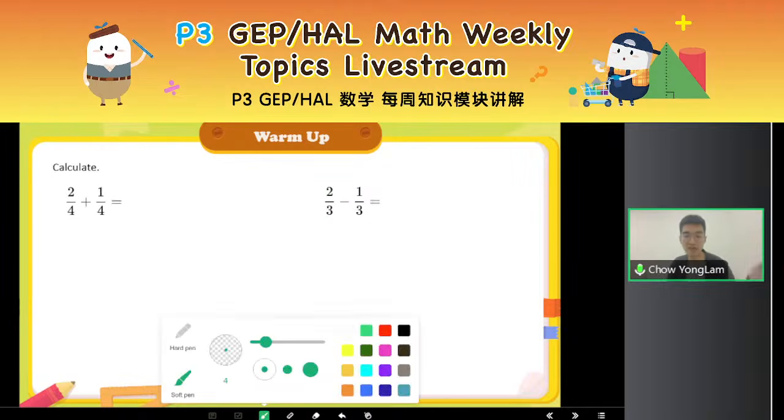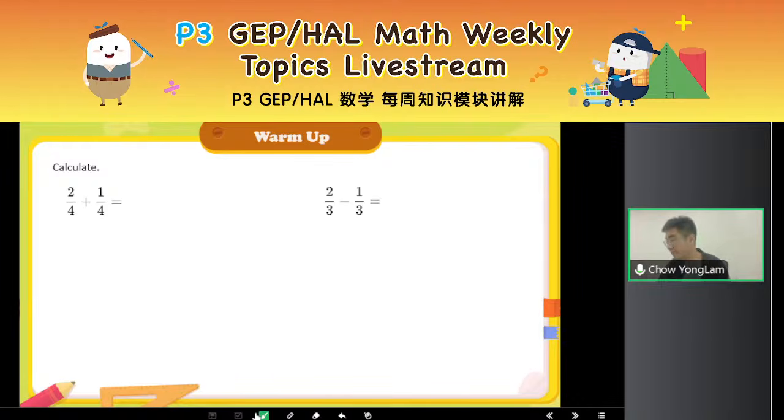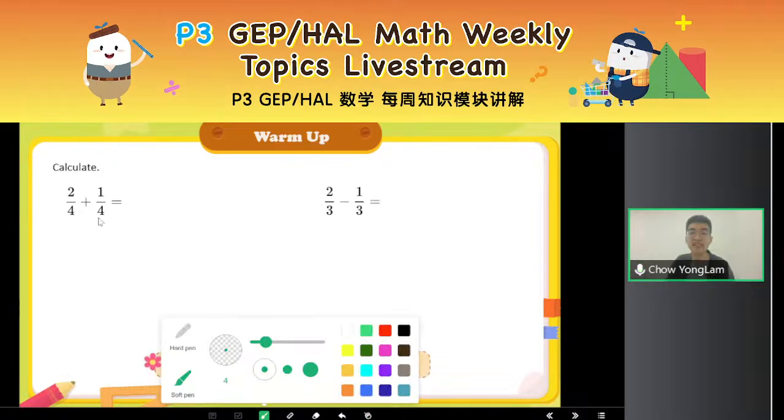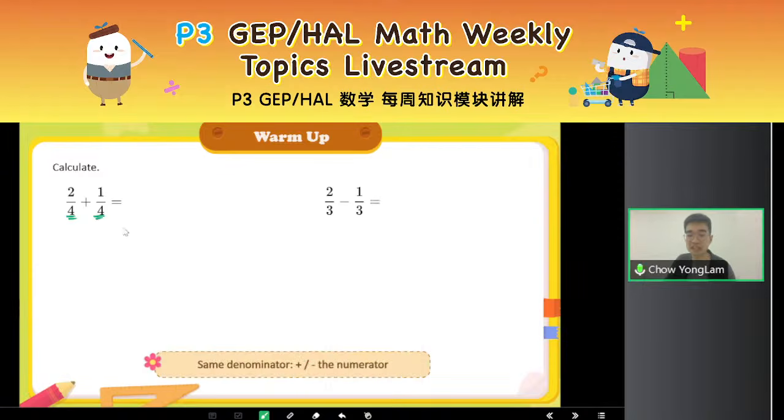So now some more calculation. Who can quickly tell me 2 over 4 plus 1 over 4 equals how many over 4? Can I say, oh, 3 over 8? 2 plus 1 is 3, 4 plus 4 is 8. Cannot. When I am doing addition and subtraction, the denominators of the fractions will have to be the same, and you keep them as the same. So this is 3 over 4.